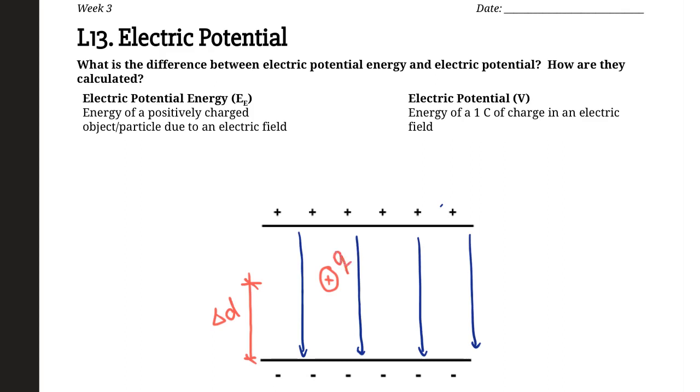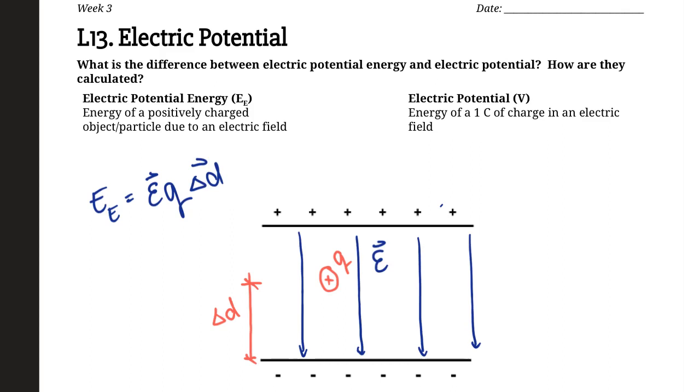And that's going to have some Q, some charge on it, right? And of course, the electric field has some value, some strength. So if we know that, we can determine the electric potential energy, which is going to be epsilon Q delta D, right? Where epsilon is the vector there. Oh, and delta D is a vector as well, right?